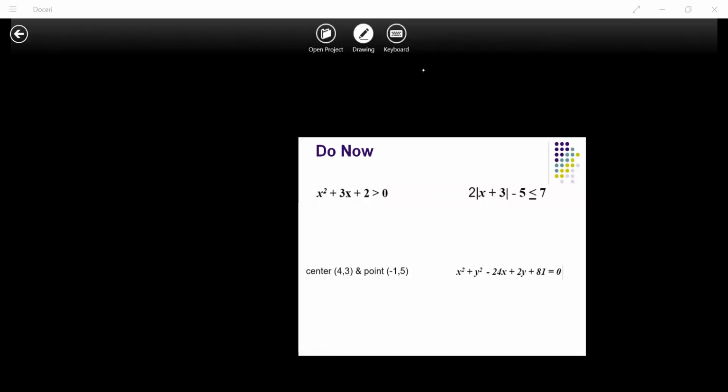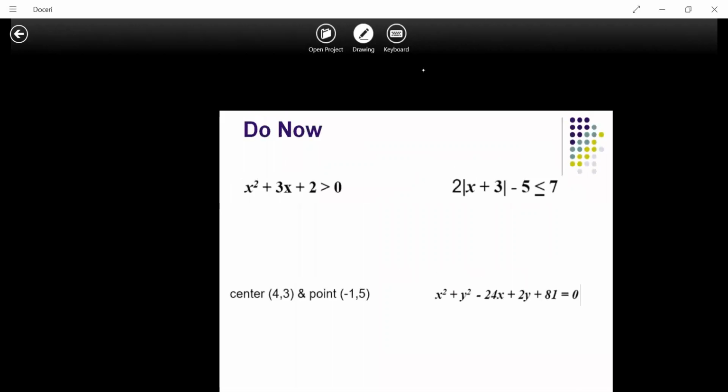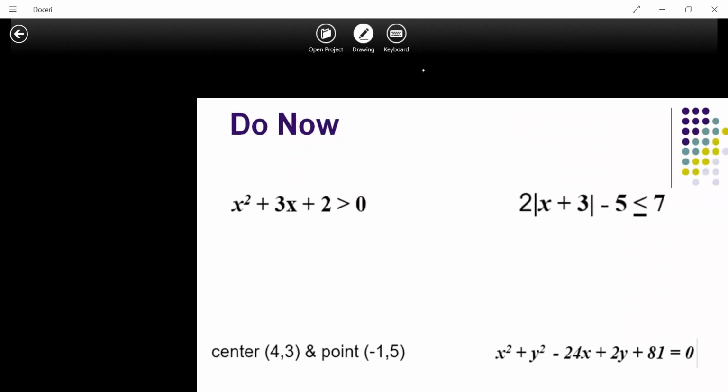Our first problem, up here in the upper left-hand corner, we want to be able to factor this and write out the inequality and graph it on our number line. The first thing we're going to look at is if it can be factored. So, x squared plus 3x plus 2.